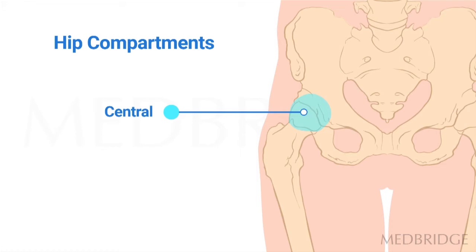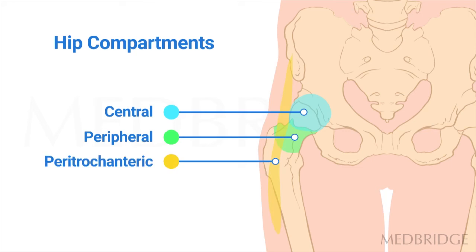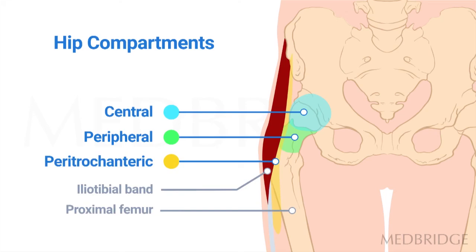Our peripheral compartment is working our way out peripherally, where we have the femoral neck, the acetabular rim, the synovial membrane, and the capsule surrounding the joint. And then our peritrochanteric compartment, or our most superficial compartment, is the area between the iliotibial band and the proximal femur, and that's where our musculature lies. We'll discuss each of these layers as we go through this journey looking at hip anatomy.